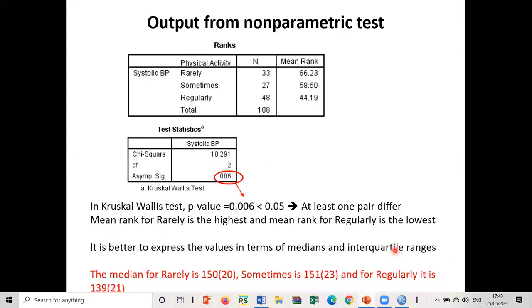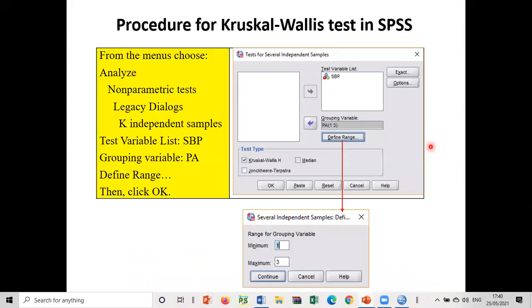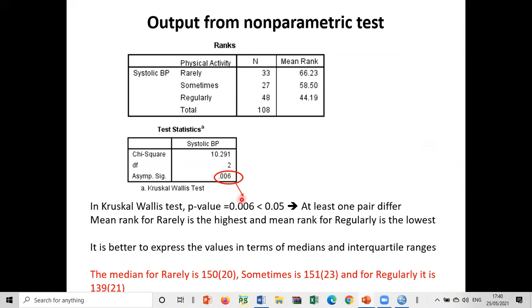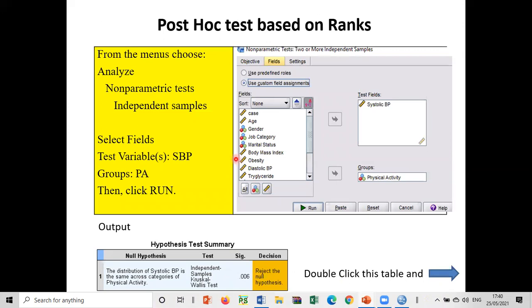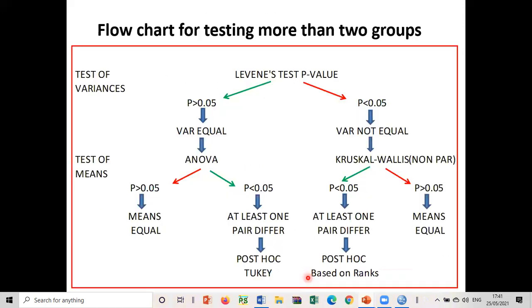So my objective: I want to know whether there's a difference in SBP level by physical activity. The assumption is not met, so use a non-parametric test, and for the results, look at the p-value. There's a difference. So describe the median and interquartile range, right? And do the post-hoc test using this particular test. This table comes out, double click, and we get this. From there we know which pair or pairs are different, right? And make the conclusion. Again, just an extension of the t-test. Non-parametric, p-value less than 0.05, same conclusion. At least one pair differs. Which pair? We do the post-hoc test.